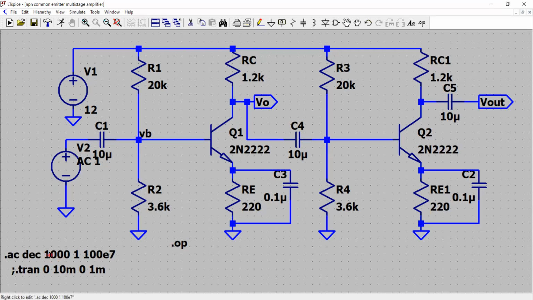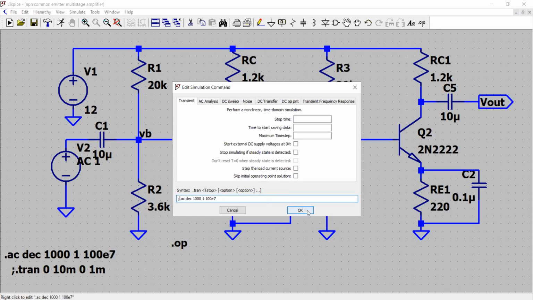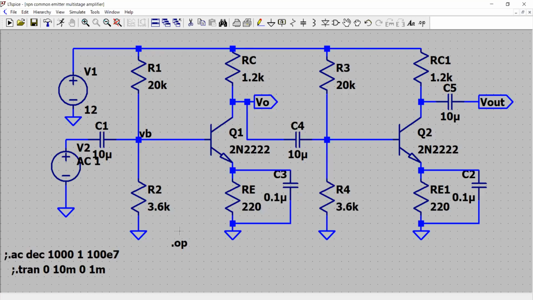So what I'll do, I will right click on this and here I will put this semicolon and then click OK. With that, the transient and the AC analysis is disabled for a moment, and the only analysis I am running is the dot operating point analysis. So let me show you what is the result of performing this analysis on this circuit, which is the AC coupled amplifier using common emitter stages.